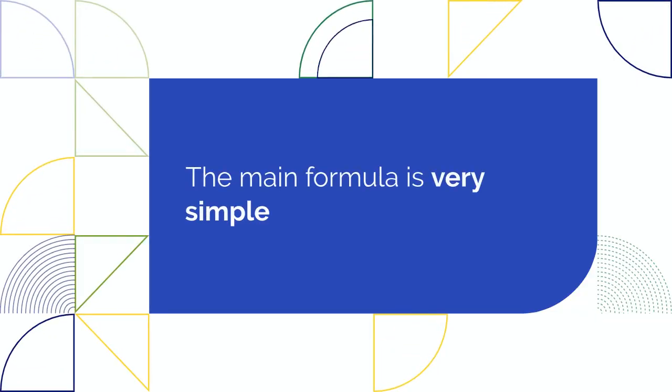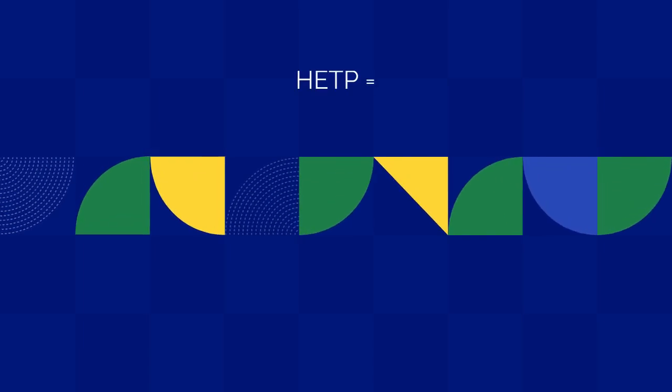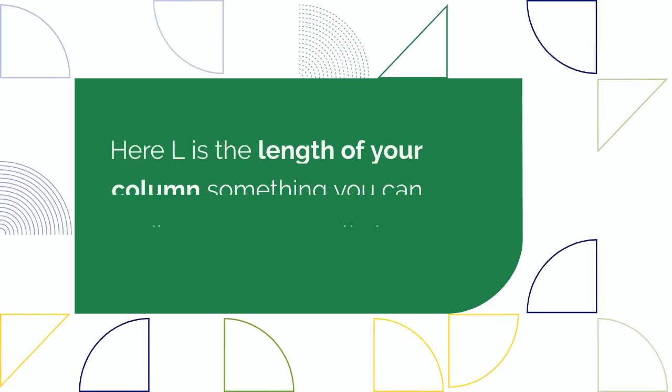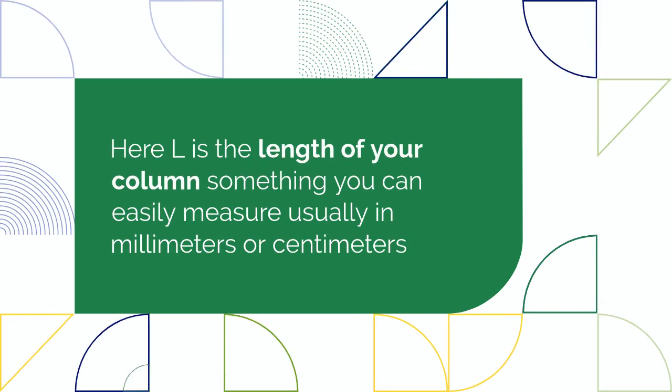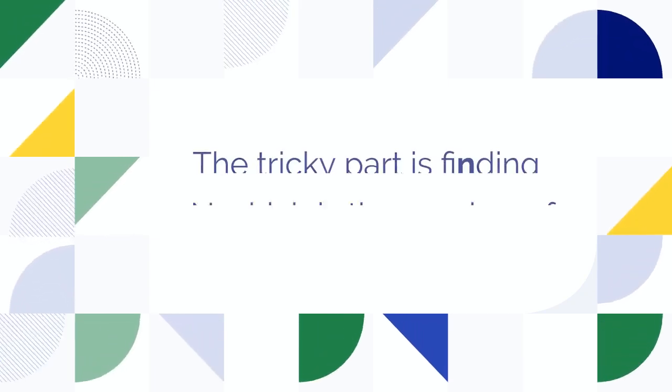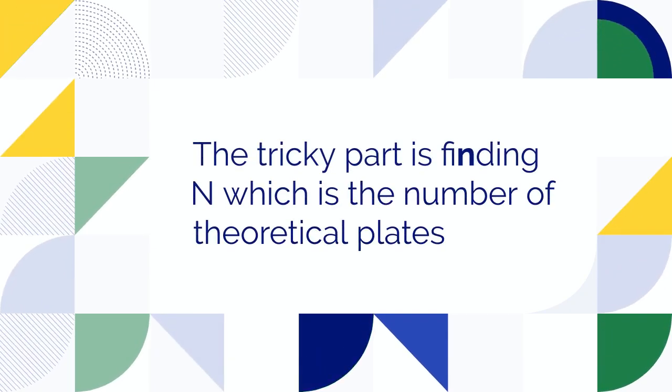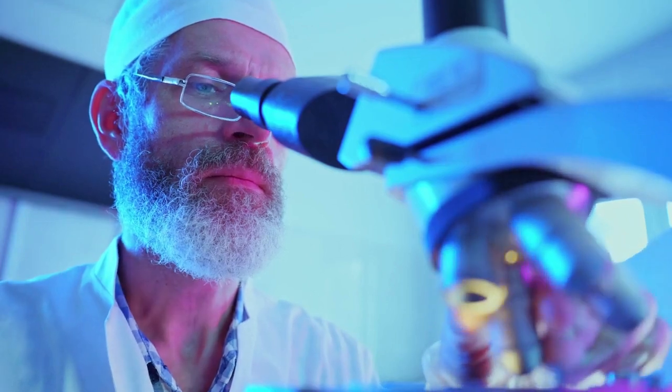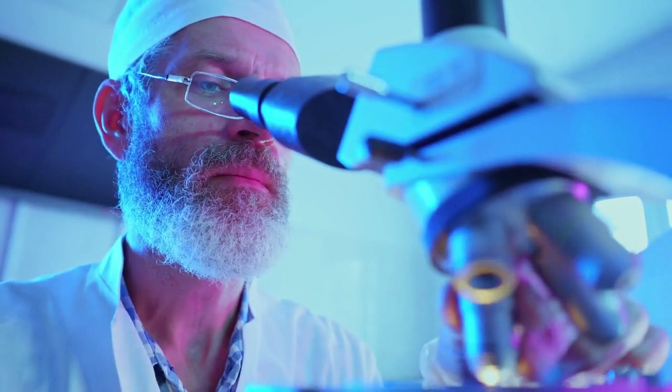The main formula is very simple: HETP equals L divided by N. Here, L is the length of your column, something you can easily measure, usually in millimeters or centimeters. The tricky part is finding N, which is the number of theoretical plates. To calculate N, you need to look at a peak on your chromatogram.